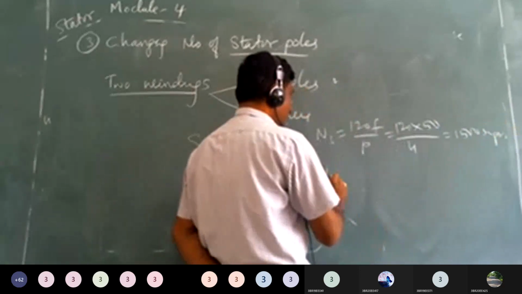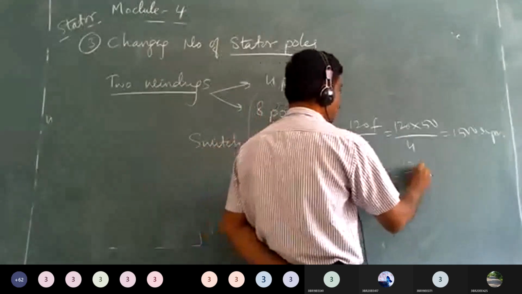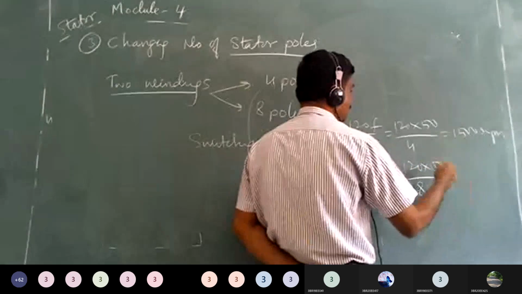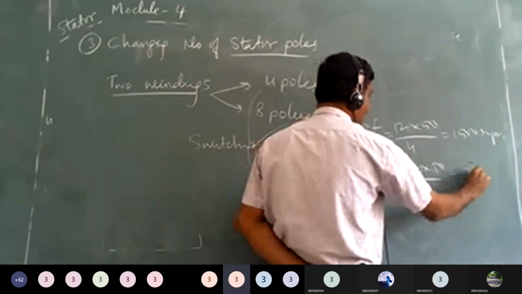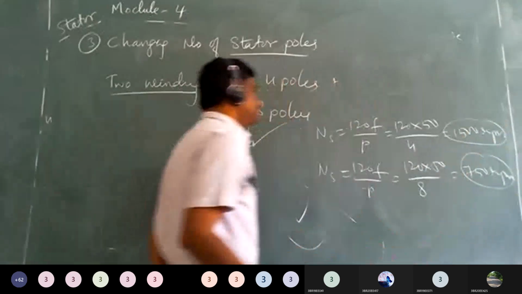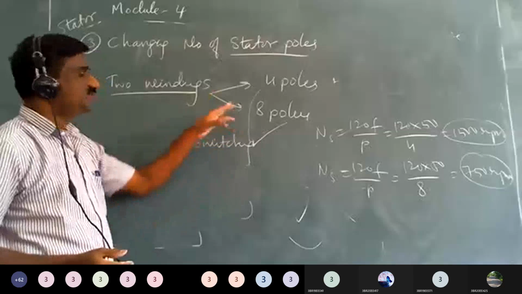If it is 8 poles, Ns is equal to 120 f by P. That's again 120 into 50 by 8 poles. What will be the speed? Half of this, 750 rpm. See, we will have 2 speeds. Depending upon your speed requirement, the number of poles is included.